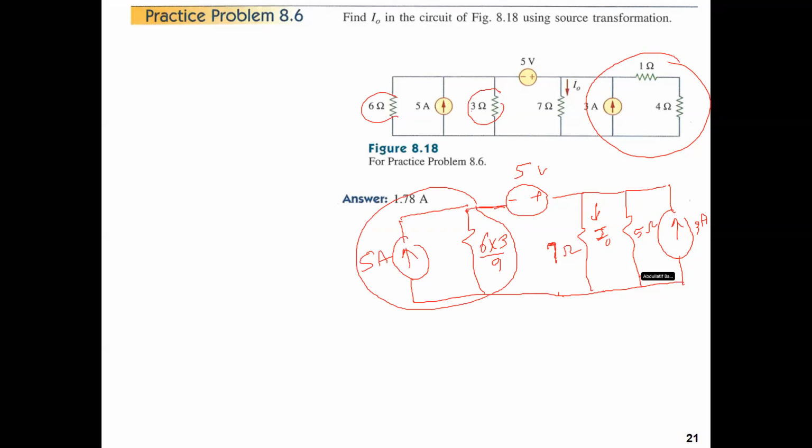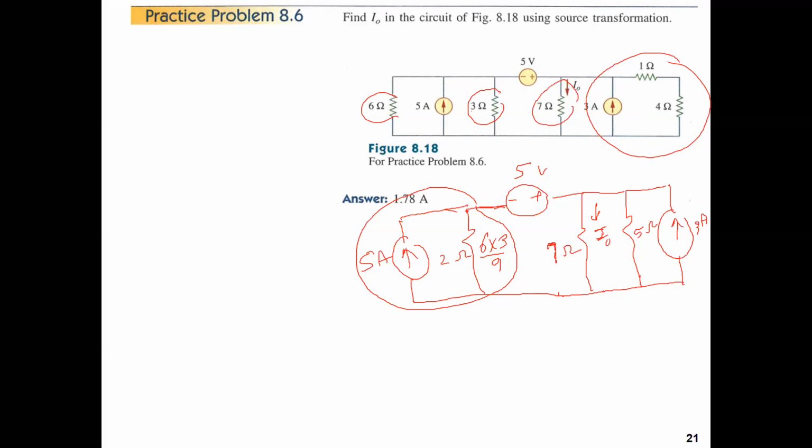Now, why am I doing that? Because I'm looking for the current in a parallel branch or a vertical branch. Okay, so I leave this one here because that's what I'm looking for. So let's start with this one. So this one will be 2 ohms. 6 times 3 over 9, 18 over 9 is 2.